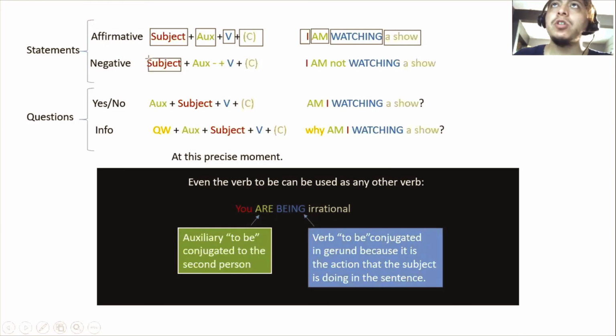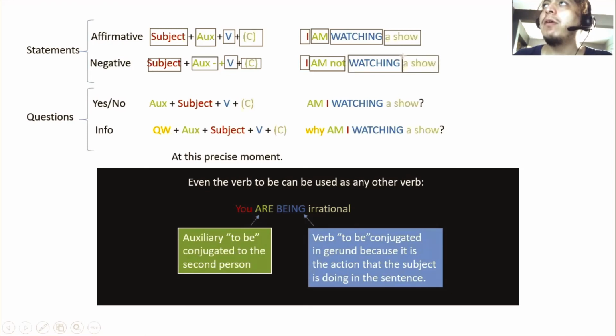Negative. Subject, the auxiliary takes the negative, verb, and complement. In the case of am, you don't have the contraction amn't. Are, you can say aren't. Is, you can say isn't. But am not has to be separated. I am not, the verb is with ing, and then you have the complement. I am not watching a show. So in this moment, at this specific time, I am not in the middle of doing this action, okay?